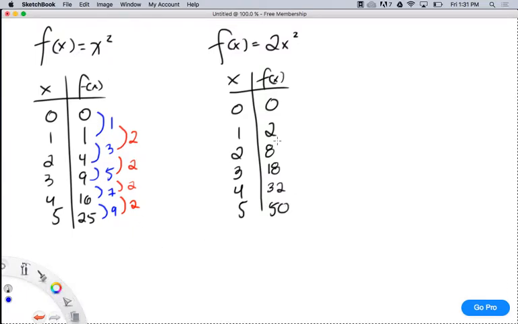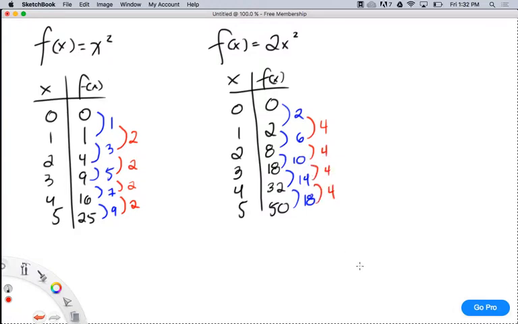Okay, find the first difference. It's 2. 8 minus 2 is 6. 18 minus 8 is 10. 32 minus 18 is 14. 50 minus 32 is 18. Okay, that's cool. So the first difference isn't constant, but look, 6 minus 2 is 4. 10 minus 6 is 4. 14 minus 10 is 4. And 18 minus 14 is 4. That's pretty cool. You see? So that's interesting. But I want to take it one step further, okay?